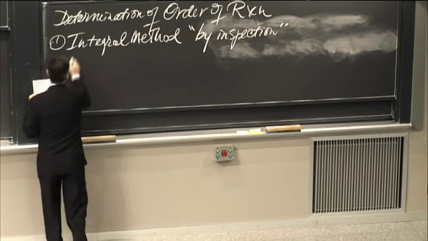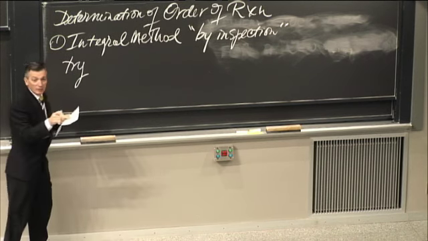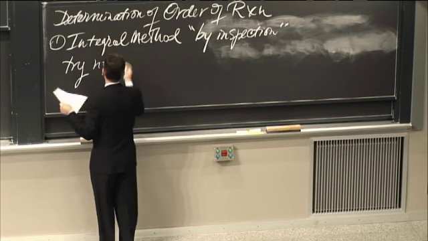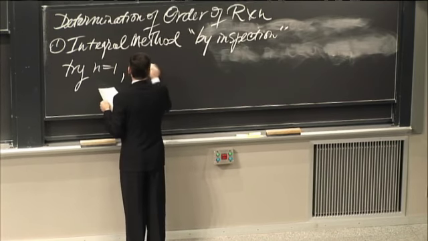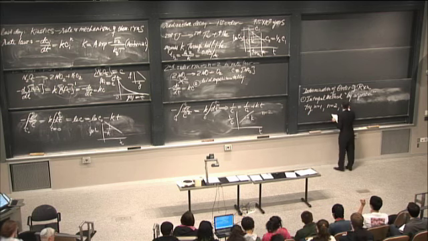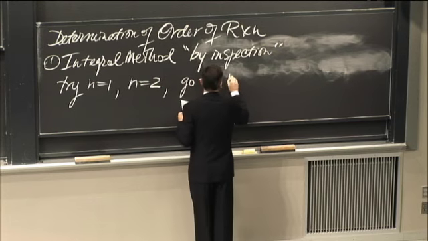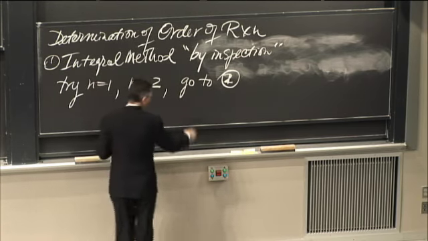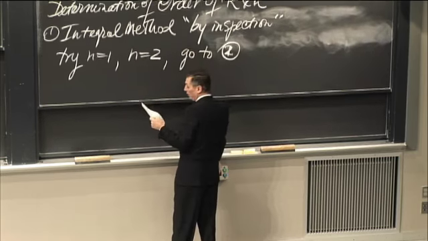Okay, so here's what I do. But I'm impatient, so I try n equals 1. If I get a straight line on the log plot, good. If not, I try n equals 2. If I get a straight line on 1 over c, good. If not, go to the second way of determining. I give up. I don't waste my time. It's a two strikes and you're out thing.